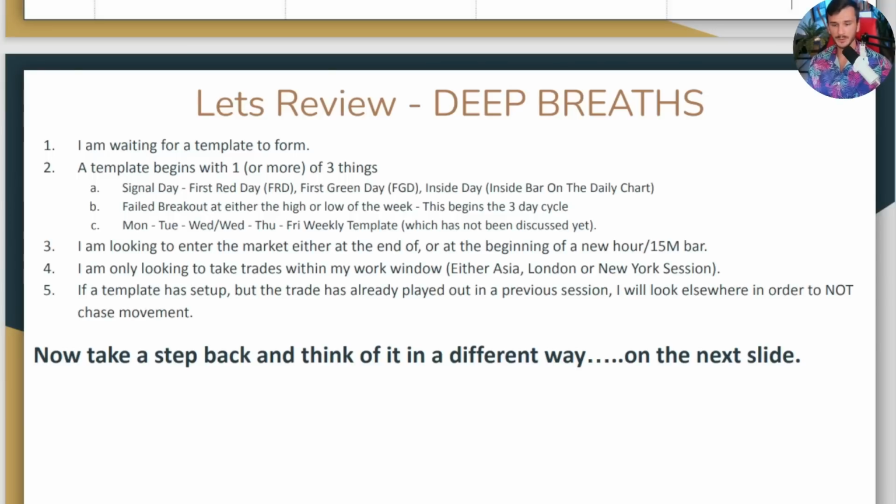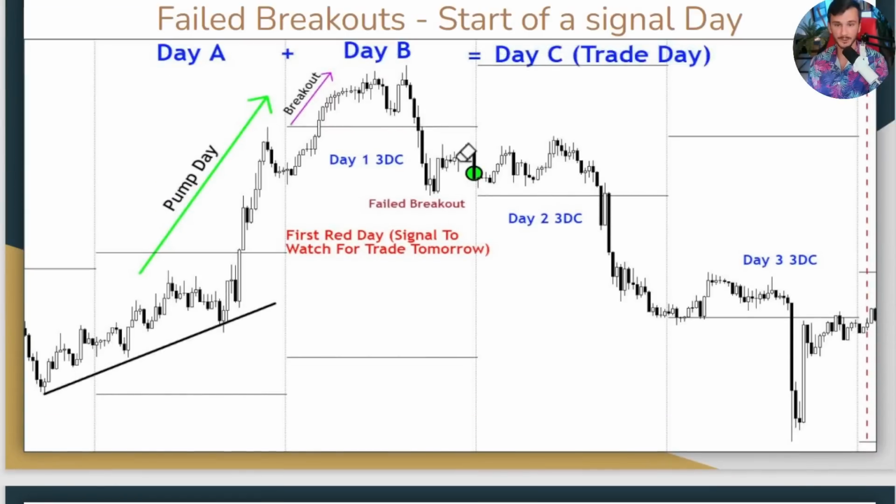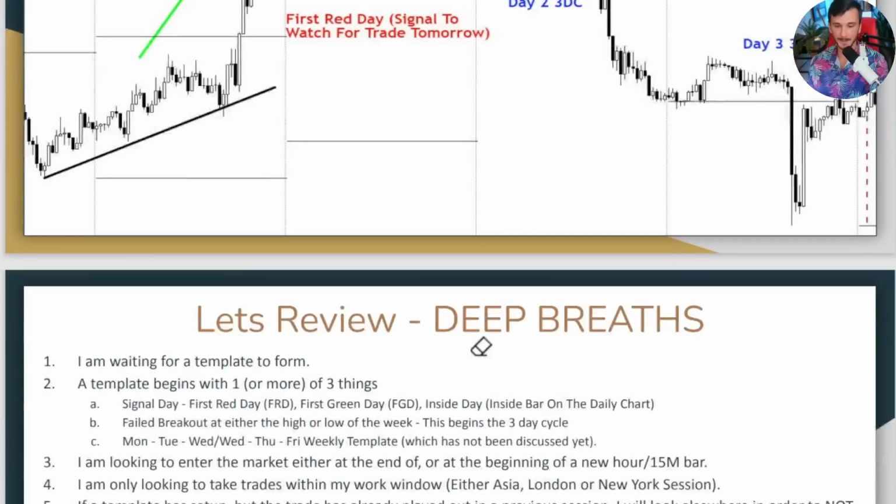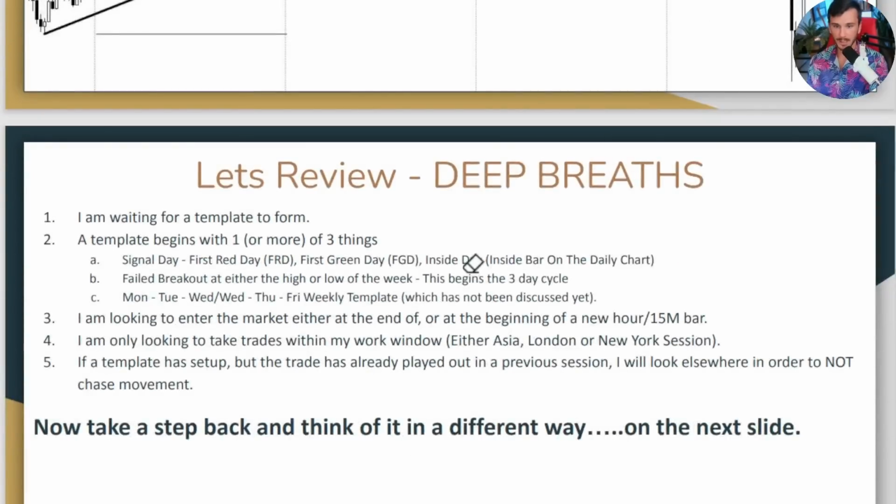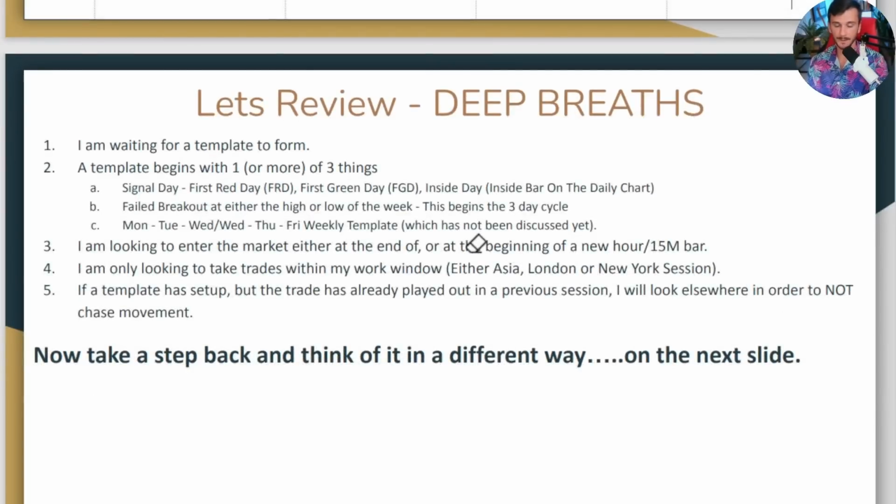Template begins with one or more of three things. Either a signal day, which could be a first red or a first green day. Now, this is a first red day, but if you flip this chart over where this peak formation's at the low, that would, of course, be a first green day. You could have an inside day, so a day that has traded completely on the inside of the previous day's range, basically an inside bar on the daily chart. A failed breakout at either the high or the low of the week. This is going to restart the 3-day cycle.